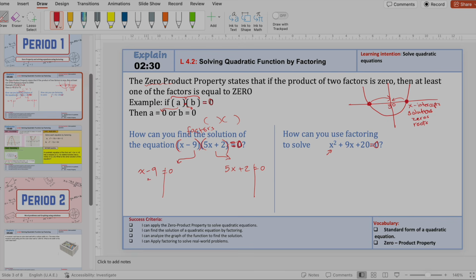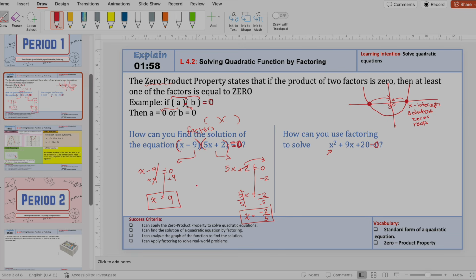To cancel negative 9, add 9 to both sides, or just take the negative 9 to the other side, it's going to be positive 9. Now you have x equals 9 plus 0, which is 9. This is one of the x-intercepts or the solutions or the zeros. Here is the other one. Again, take the 2 to the other side, it's going to be negative 2. Now we have 5x equals negative 2. Then divide by 5, divide by 5. Now we have x equals negative 2 over 5. This is the other solution or the other zero.